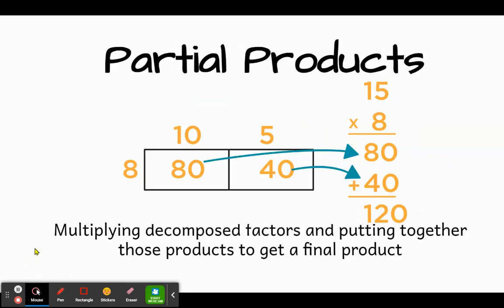Now, let's go ahead and take a look at partial products. Partial products is multiplying decomposed factors and putting together those products to get a final product. So we are going to be decomposing our factors to make it a little bit easier for us to multiply. Let's go ahead and get started with our lesson so we can see some examples.